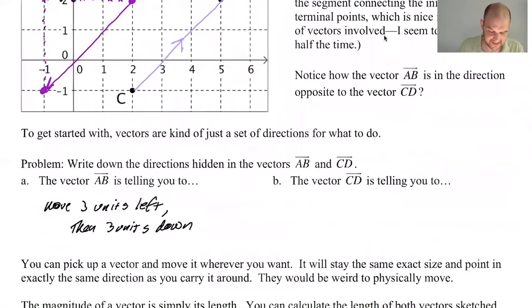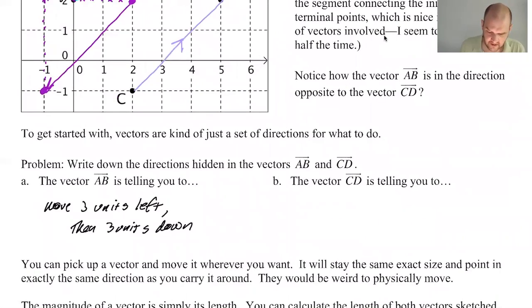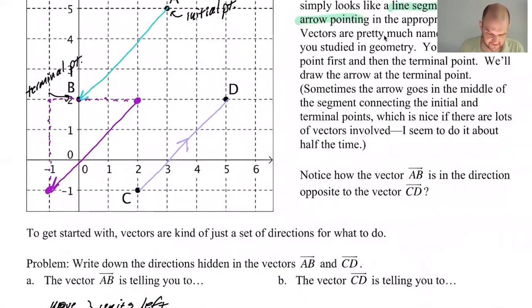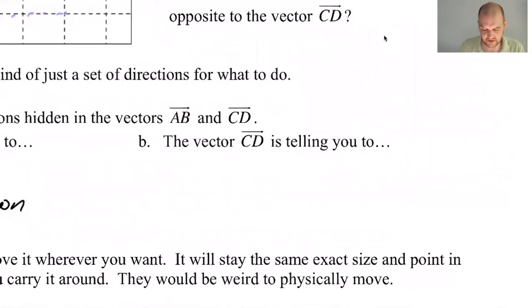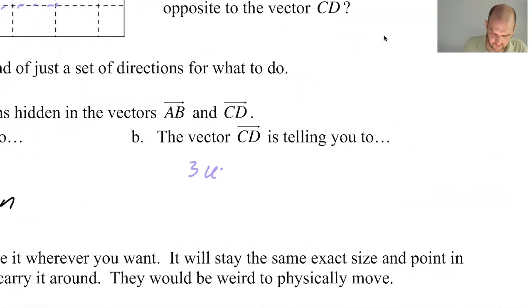The vector CD is kind of the exact opposite. So CD, you can see, is telling us to go 3 units right and then 3 units up. So you always go left, right first. 3 units right, 3 units up.